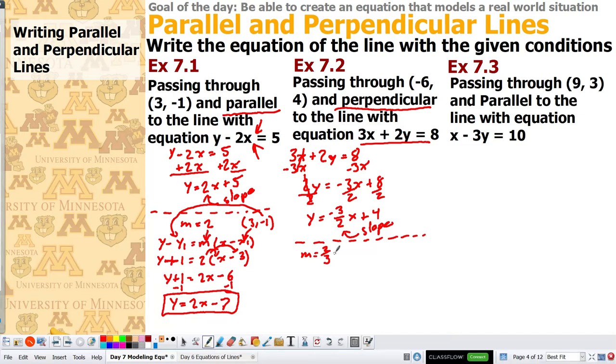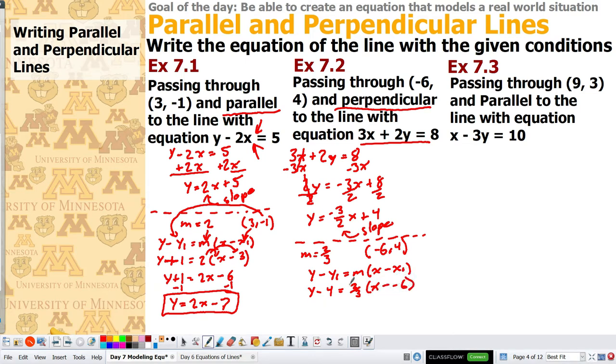All right. So my point that I'm going to use is (-6, 4). Again, I'm going to start with my point-slope form: y minus y1 equals m times x minus x1. So I'll plug my x in, plug my 4 in, and plug my slope in. So we have y minus 4 equals 2/3 times x minus x1, which is negative 6.